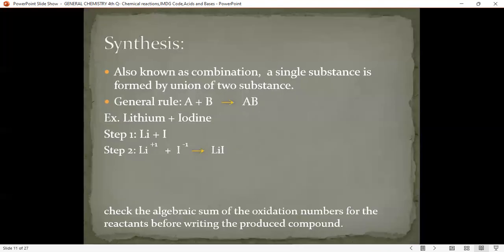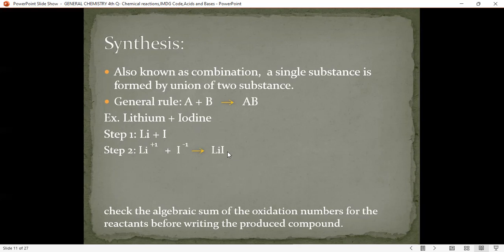Let's go first to synthesis, and in some other books, this is known as combination reaction. It is where a single substance is being formed or produced by the union of two or even more substances. So the general rule that we follow in synthesis or combination reaction is simply substance A plus substance B will yield or form product AB. Okay, so there is a formation of a single substance by the combination or the union of these two substances here. So let's take, for example, we have lithium and iodine.